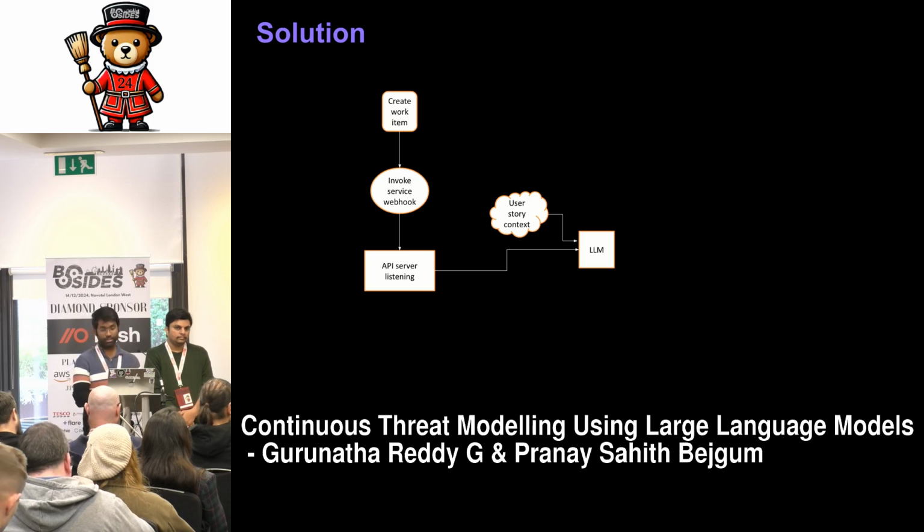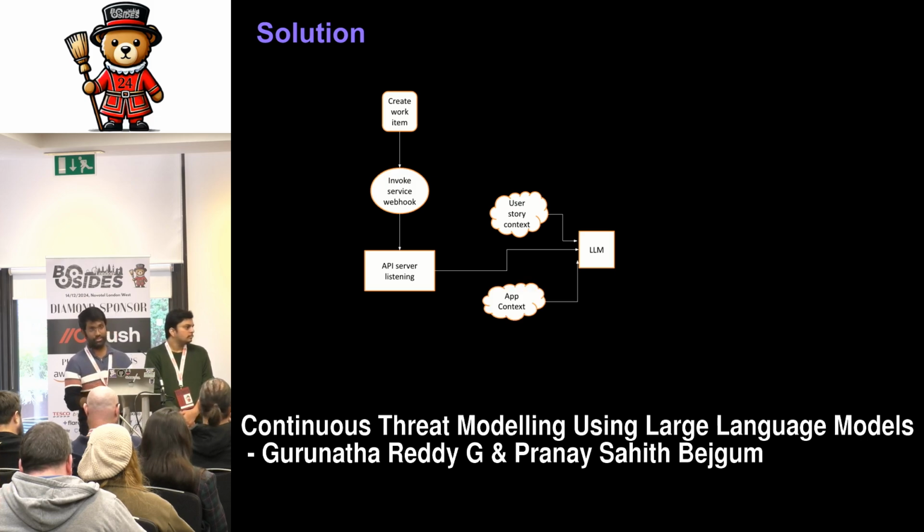That's good, but the LLM needs to know more about the user story, like which app or product it belongs to. Is it an e-commerce application, or a banking app, or something else? It needs the app context so that it can do the threat modeling better. Based on the project name, the feature, or the epic name, we can get the app context and send it to the LLM as another input.